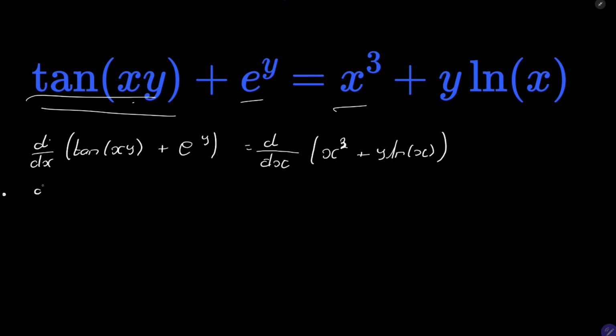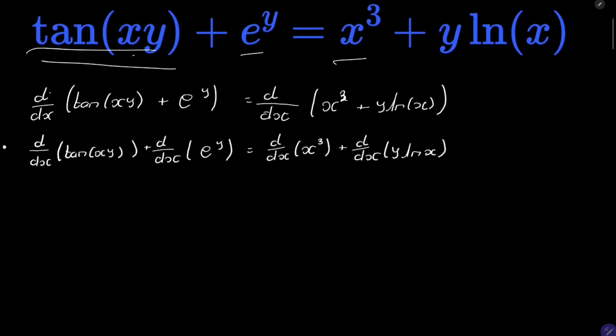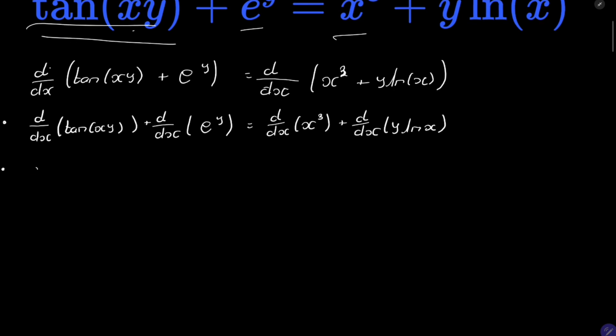Opening the bracket, we have d/dx of tan(xy) plus d/dx of e^y equal to d/dx of x^3 plus d/dx of y ln x. So let's start this step by step, just like the previous example, taking term by term. Let's start with our first term, d/dx of tan(xy).